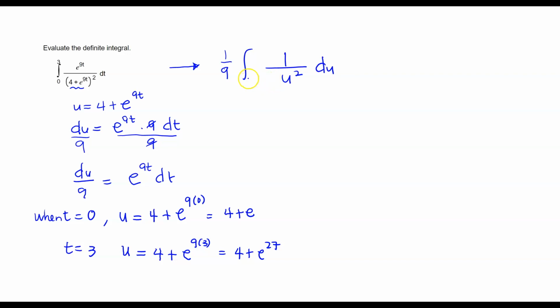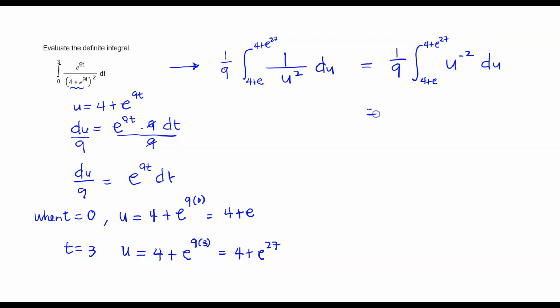So just be patient. It looks a little bit more complicated, but it would just help you. Now you can integrate this by writing this in exponential form. So you have 1 over 9. Write 1 over u squared as u to the negative 2. Your limits of integration are 4 plus 9 to 4 plus 9 e to the 27, du.